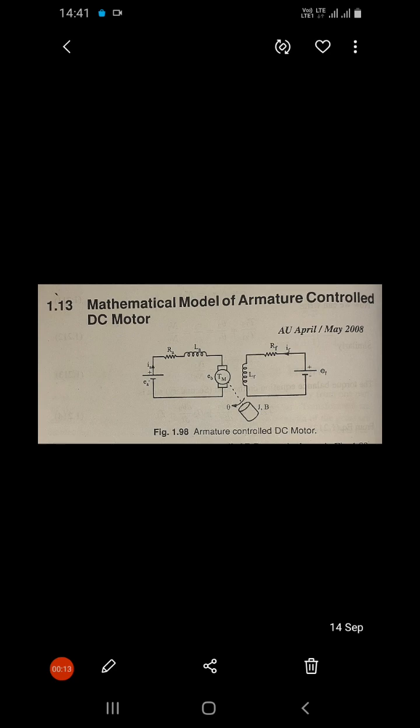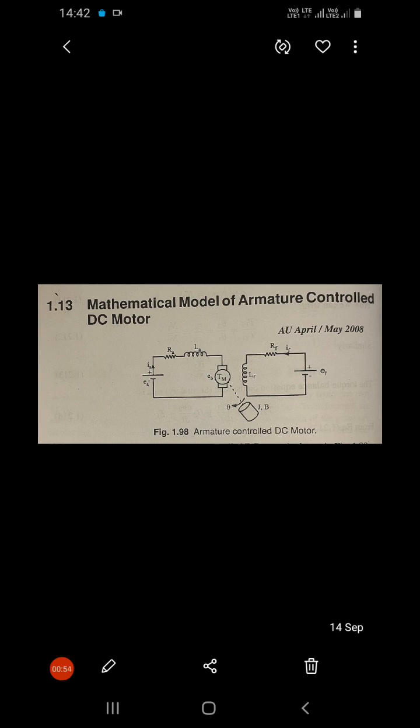Okay, so first we discuss what is a motor, what is a servo motor. Motors which are used in feedback control systems are known as servo motors, and these motors are used to convert an electrical signal into an angular displacement. That means these motors are used to convert electrical energy to mechanical energy.